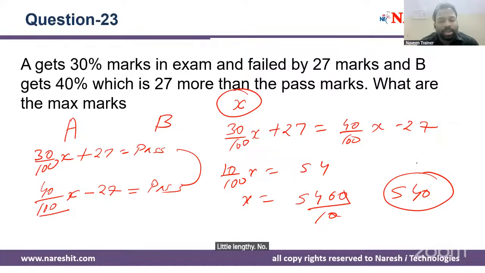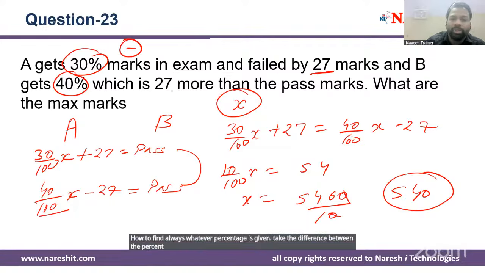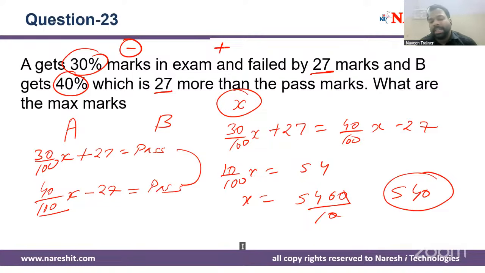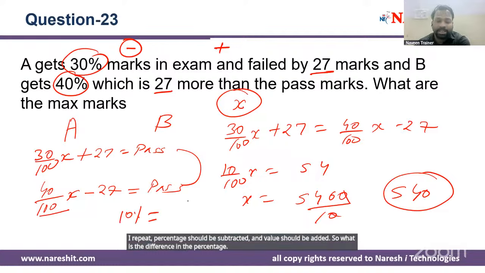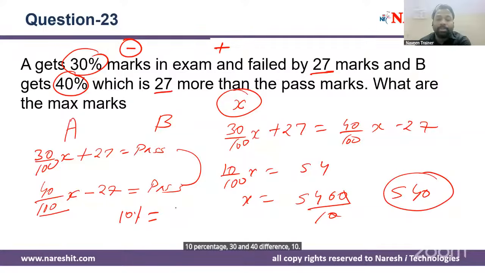Now, if you understand this method, I'll explain the shortcut to solve the same problem in a different way, where we can find the same answer in less time. How to find it? Whatever percentages are given, take the difference between the percentages, and the values should be added. I repeat, percentage should be subtracted and value should be added. What is the difference in the percentage? 30 and 40, difference 10 percentage. Sum of the marks, 54. What is the highest value in percentage? 100 percentage. Now tell me, if 10 percentage value is 54, 100 percentage value will become 540. I got my answer in one single step.